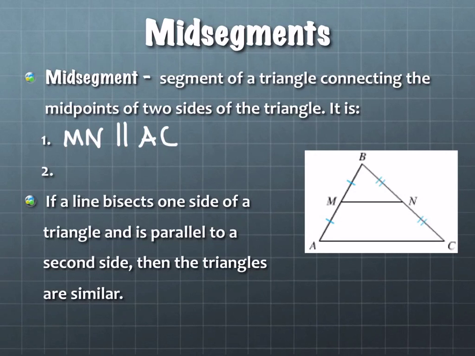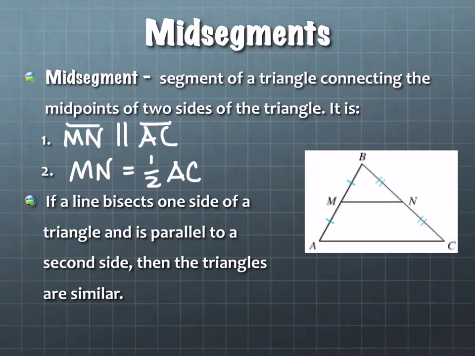So I should have put segment markers here. I'm sorry about that. The segment MN itself is actually 1/2 of the length of AC. It's half as long. And the reason, of course, is because that triangle at the top is similar to the bigger triangle, right? But the sides at the top are half the length of the bigger triangle sides. So the third side would have that relationship as well. That's all this is saying.